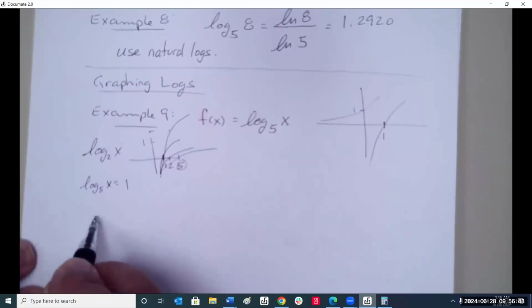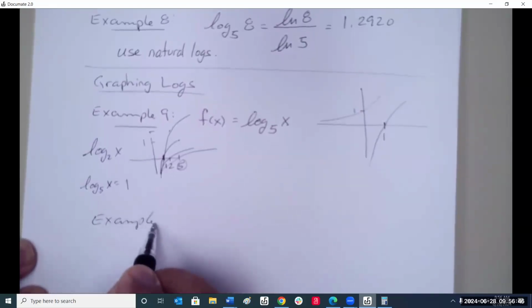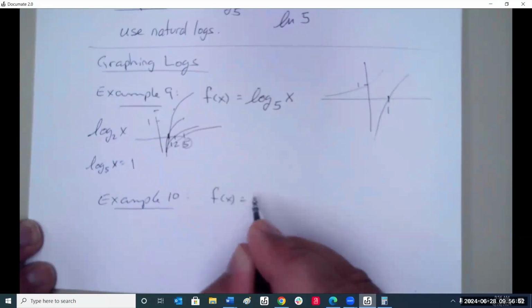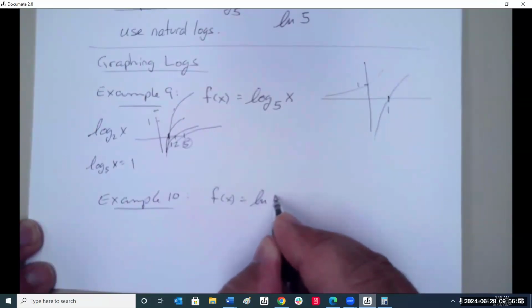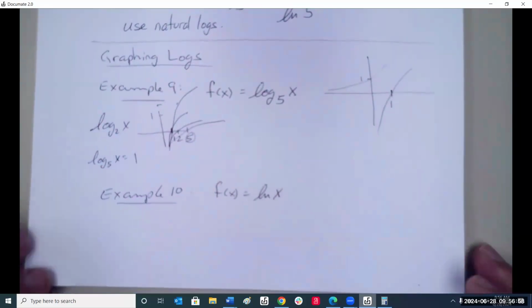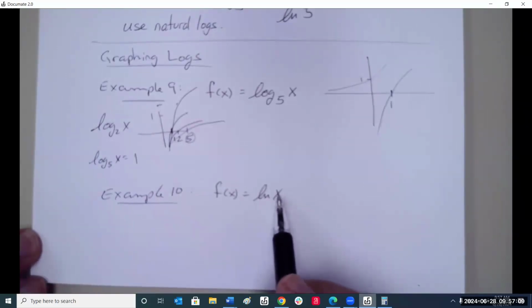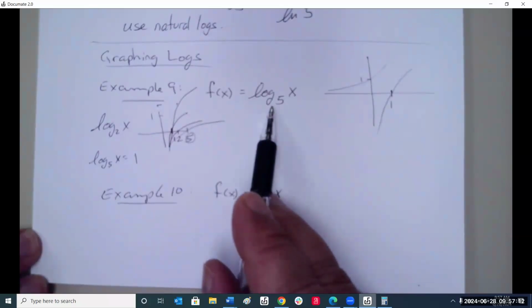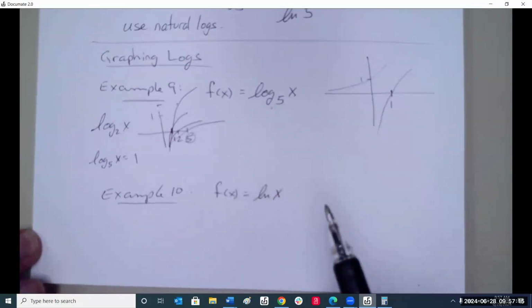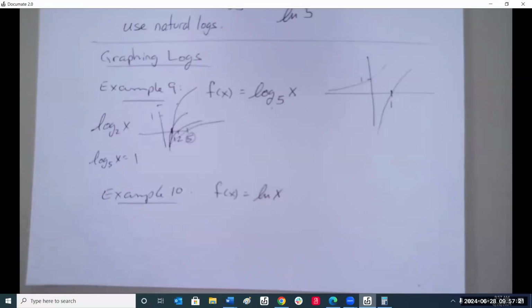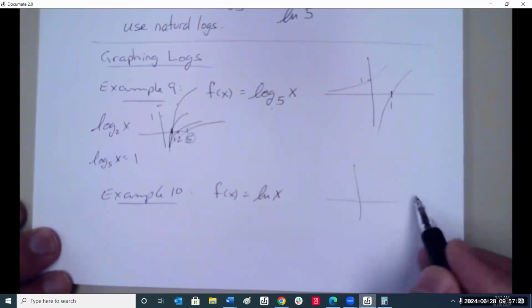How about example 10? F of x equals ln of x. Is this one going to be higher or lower than this one? Yes. Because this one is log base e, which is 2.28. So yeah, this one would look something like this.